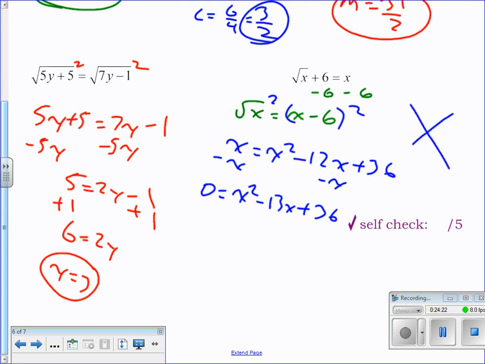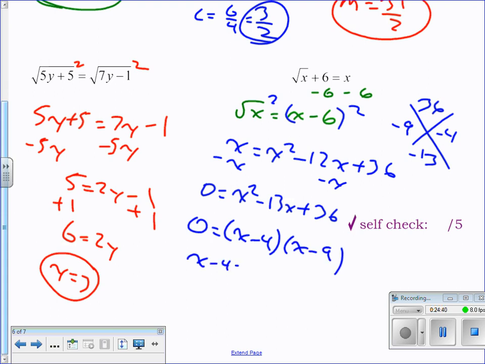And then two numbers that multiply to give me 36 that add to give me negative 13. 9 and 4. Negative 9, negative 4. 0 equals x minus 4, x minus 9. So x minus 4 equals 0, x minus 9 equals 0, x equals 4, x equals 9.